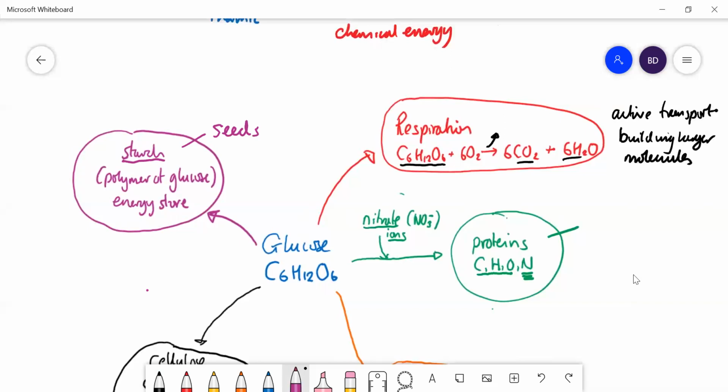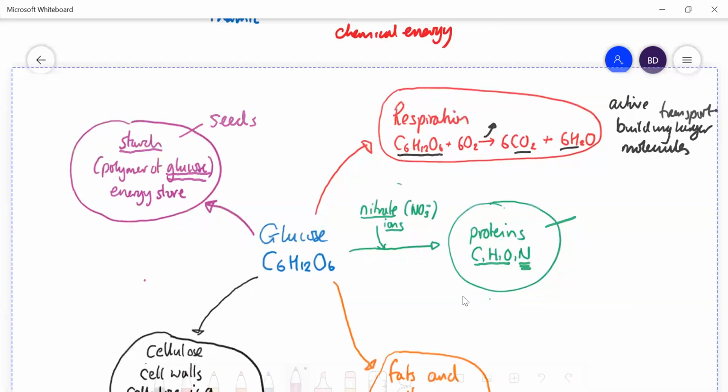Starch, of course, is a polymer of glucose. So you get thousands of glucoses all joined together into one large molecule, and that gives the advantage. Starch is insoluble, so it doesn't draw water into the cells like glucose will do, because it doesn't cause osmosis. So it can be stored.